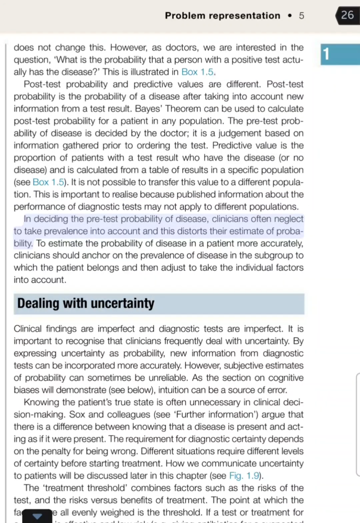In deciding the pre-test probability of disease, clinicians often neglect to take prevalence into account, and this distorts their estimate of probability. To estimate the probability of disease in a patient more accurately, clinicians should anchor on the prevalence of disease in the subgroup to which the patient belongs and then adjust to take the individual factors into account.